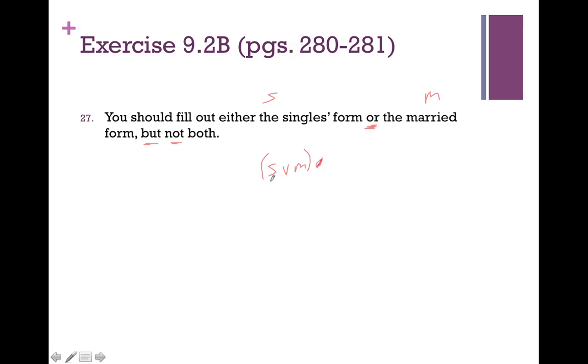Well, we're actually going to reuse our letters here, S and M. And the way we're going to show not both is we'll say not S and M. And I'll put this up here. So you should fill out the singles form or the married form and not both singles and married. So that's how we symbolize number 27. I thought this one's not that complicated.